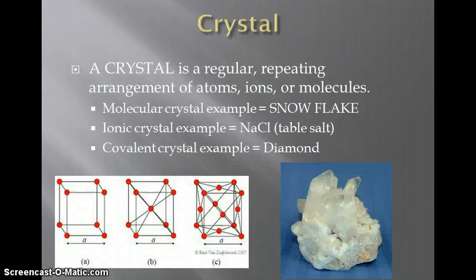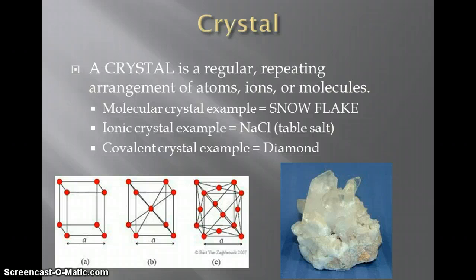Now we're getting into crystals. So we're moving away from metals and going into crystals. A crystal is a regular repeating arrangement of atoms, ions, or molecules. What we might think of as a crystal is this picture here, just a chunk of shiny, clear, sparkly rock. But a crystal can be either atoms, ions, or molecules.